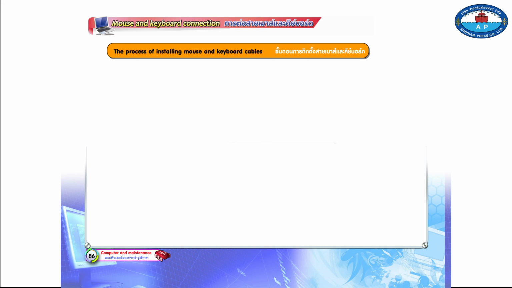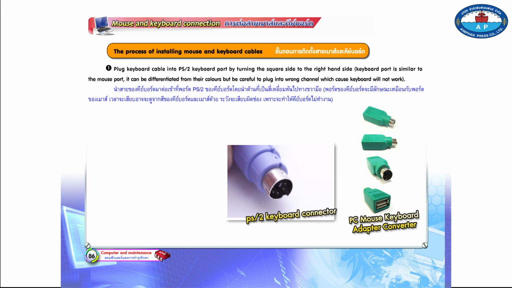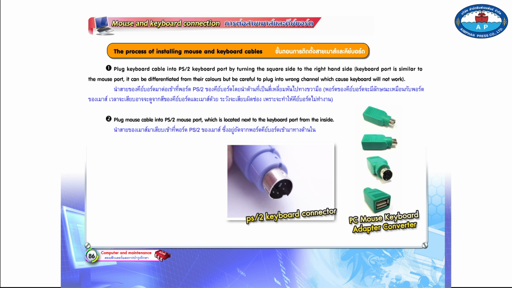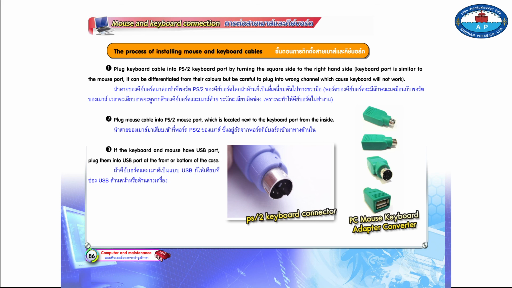Page 86. Mouse and keyboard connection. The process of installing mouse and keyboard cables. Number 1. Plug keyboard cable into PS2 keyboard port by turning the square side to the right-hand side. Keyboard port is similar to the mouse port. It can be differentiated from their colors, but be careful not to plug into the wrong channel, which causes the keyboard not to work. Number 2. Plug mouse cable into PS2 mouse port, which is located next to the keyboard port from the inside. Number 3. If the keyboard and mouse have USB port, plug them into USB port at the front or bottom of the case.